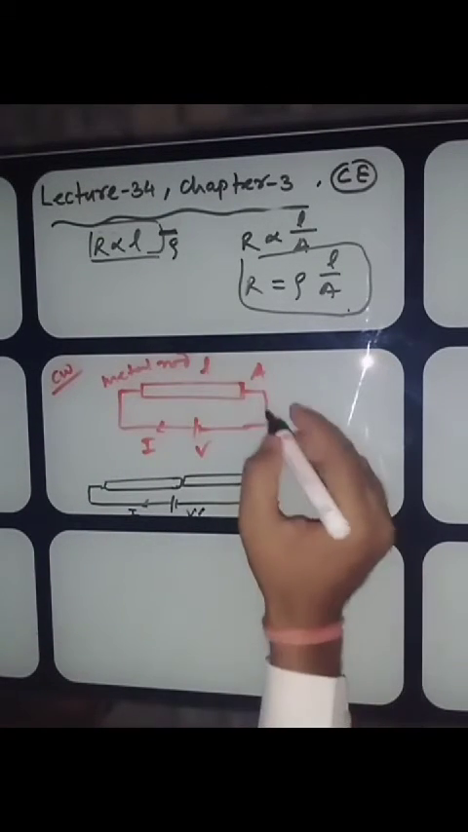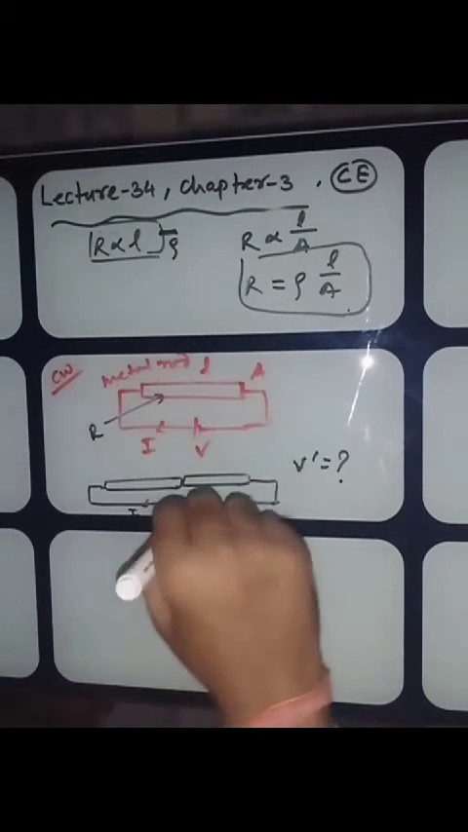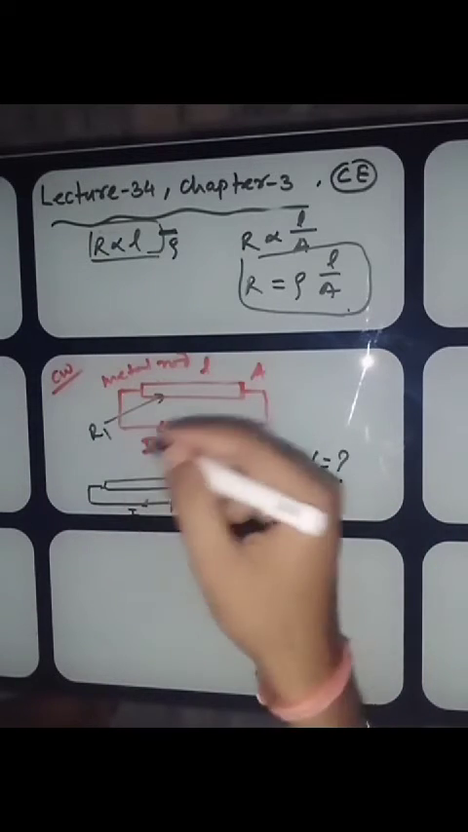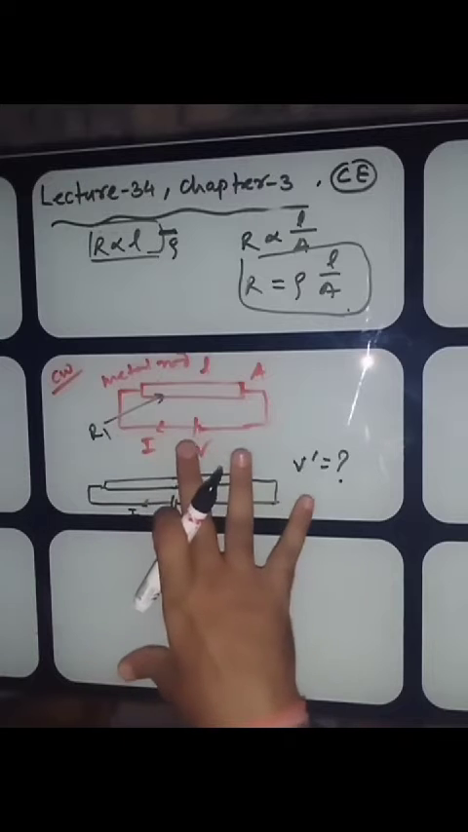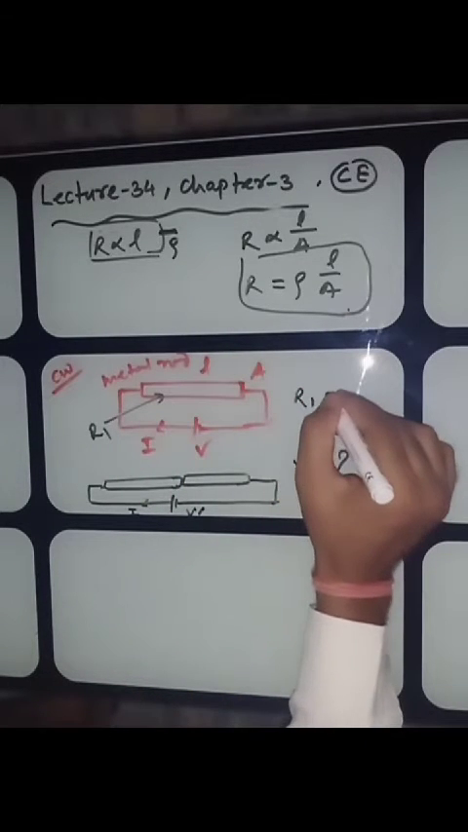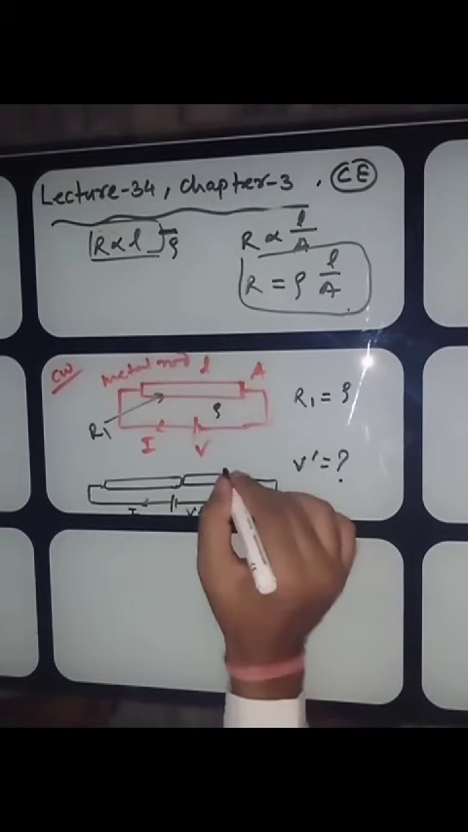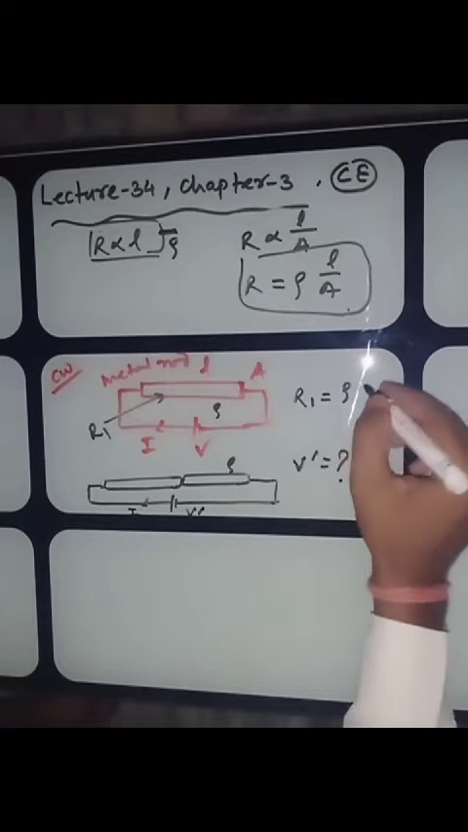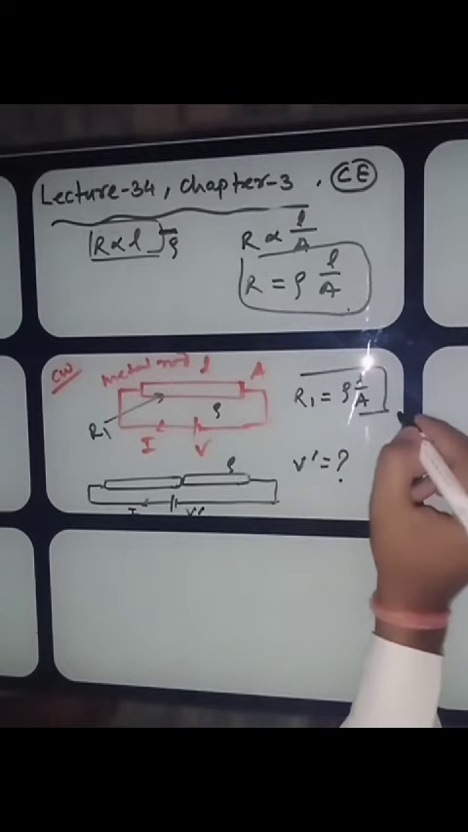Now let the resistance of this section be R. Okay, what is the resistance? R or R1, because we will use two resistances. This is R1. So we can write the resistance R1 as rho L by A. Here the resistivity rho does not change, you know, it doesn't depend upon the dimensions. Okay, this is the first equation.